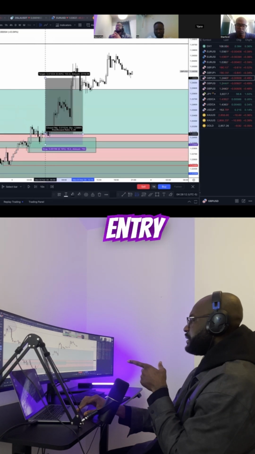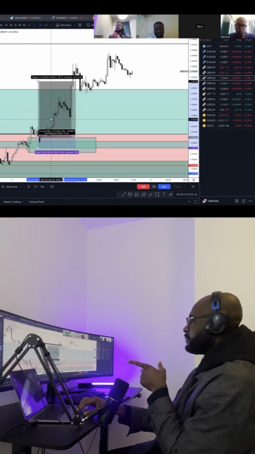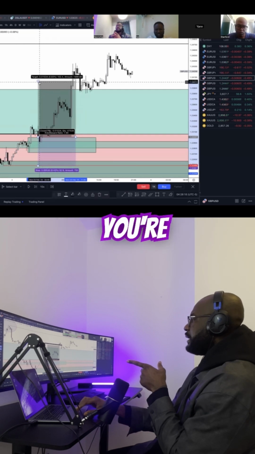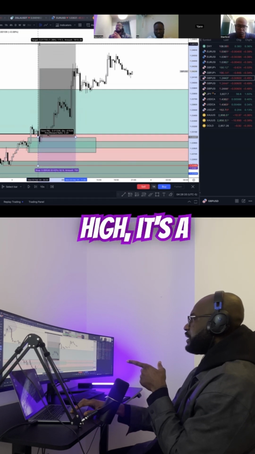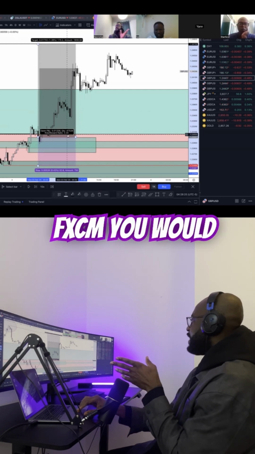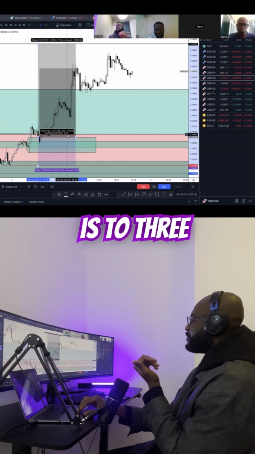Right here would have been your entry, and your stop loss will be this overall low. If you're targeting the same 1 hour high, it's a 1:3. Can you see the difference? With FXCM, you would have had a 1:3.